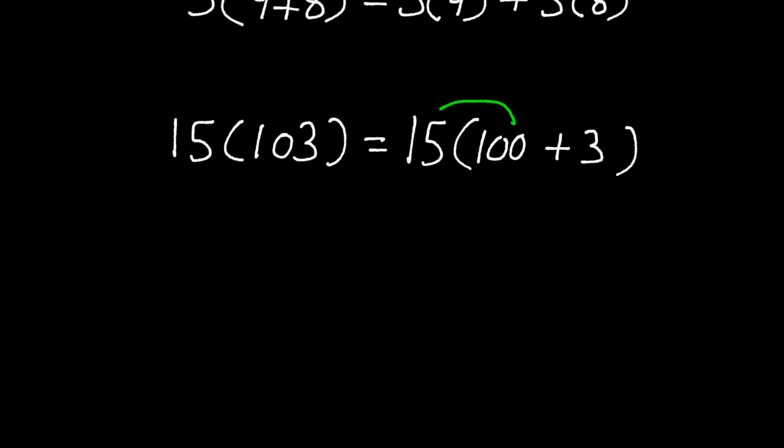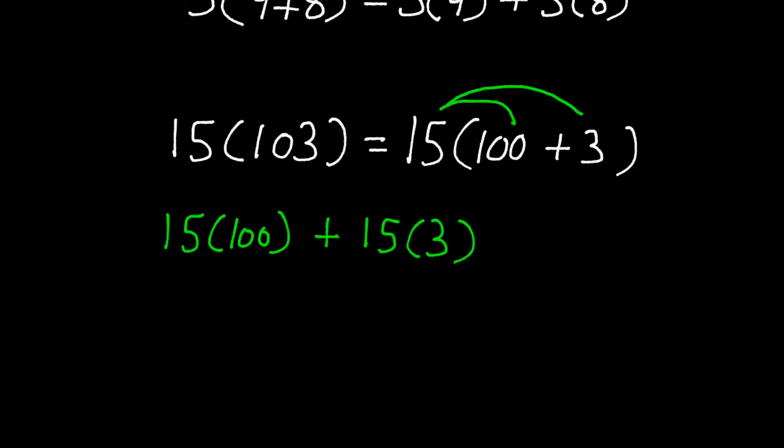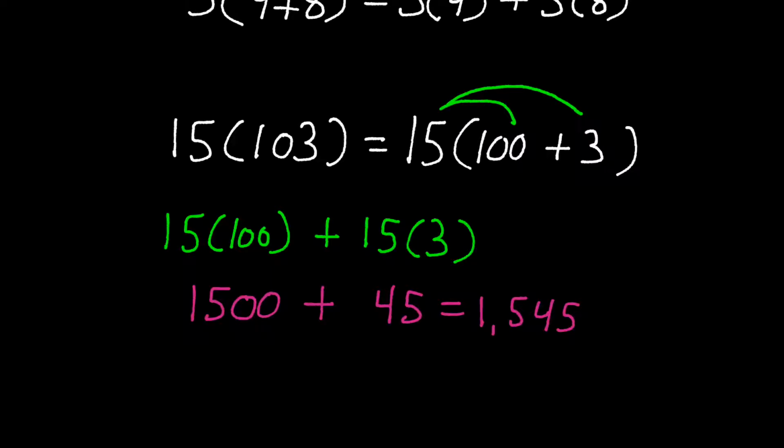So now I need to distribute. I'm going to distribute the 15 to both pieces. I'm going to have 15 times 100 plus 15 times 3. And now, using some tricks that I may have learned up to this point, 15 times 100, well, that's going to be the same thing as 15 times 1 with 2 zeros after it. So that's going to give me 1500 plus, and then 15 times 3 is 45. And I can combine those to finally simplify and get my final answer of 1,545. And that's how we can use the distributive property to take what looks like maybe an uglier number and multiply it a little bit easier, hopefully doing some mental math. Alright, let's try another one.